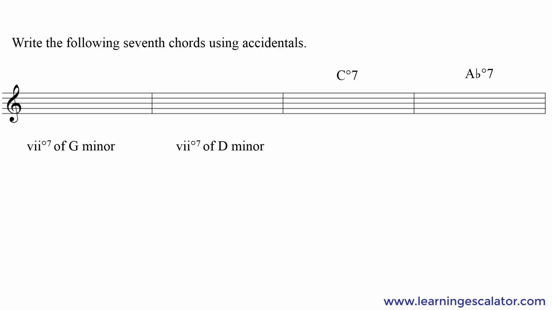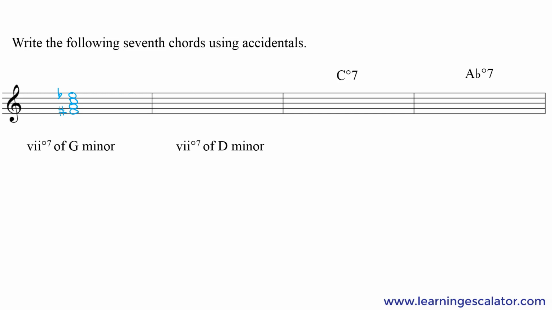Write the following seventh chords using accidentals. Well, first, it's the seventh chord of G minor, which is the seventh degree is F sharp because you raise the leading tone, and a minor third above F sharp is A. A minor third above A is C, and a minor third above C is E flat. That's a diminished 7th chord of G minor.